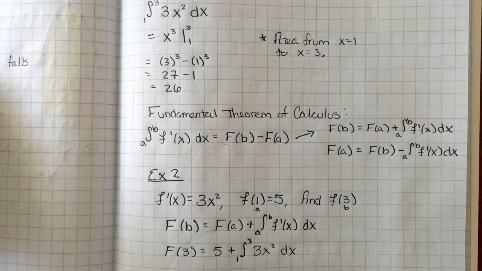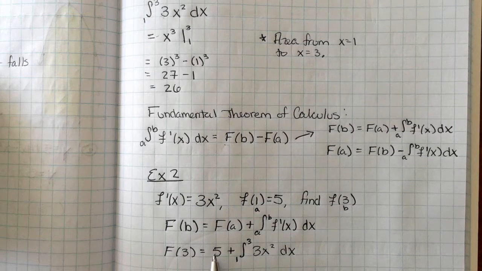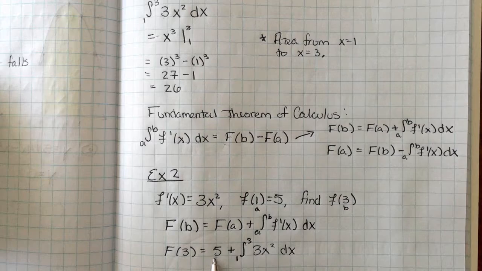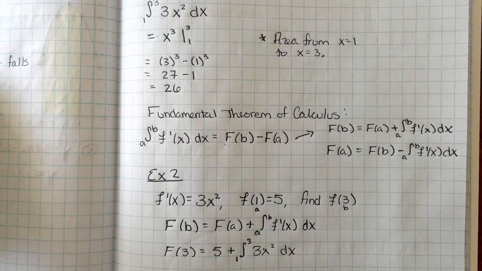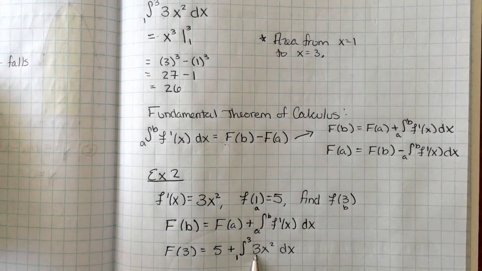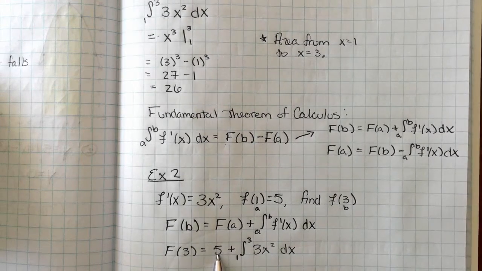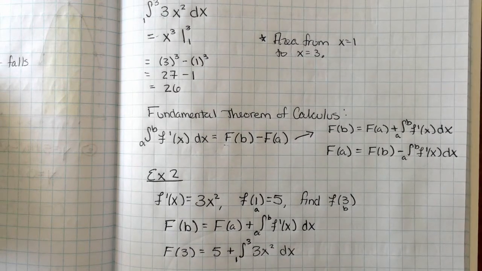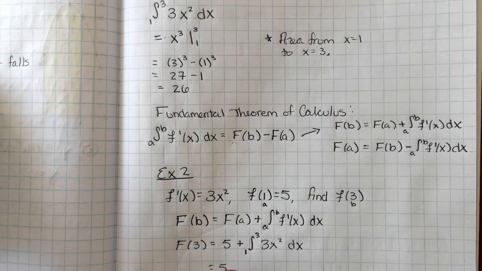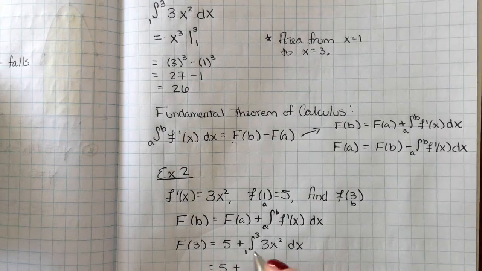Now, a lot of you look at this and I see some craziness happen where you try to integrate 5. You don't integrate 5. The only thing I'm integrating is 3x squared, because that's the only thing that has the integral sign. This 5 remains the same. Okay? So this is just 5 plus, when I integrate 3x squared, we already did it once, we're going to get x cubed from 3 to 1.